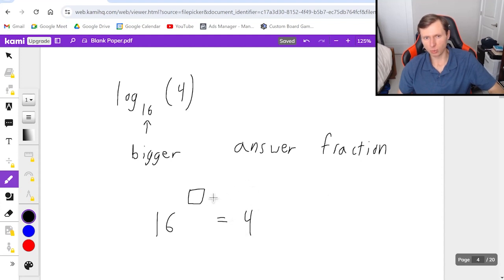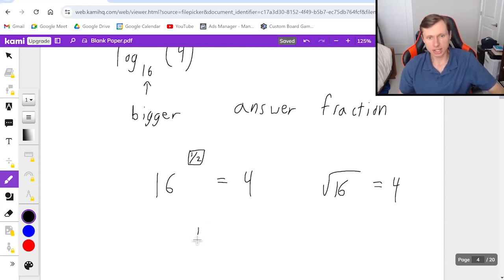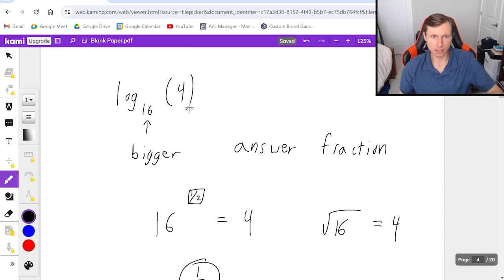And let me explain why. So I still play the same game, 16 raised to what power equals 4. I know the square root of 16 equals 4, and because square root is the same thing as 1/2 power, the answer is 1/2. And it will always be a fraction whenever your base is bigger than the argument.